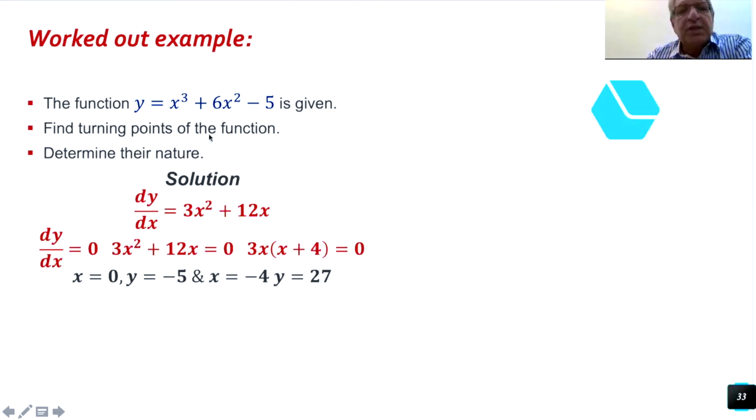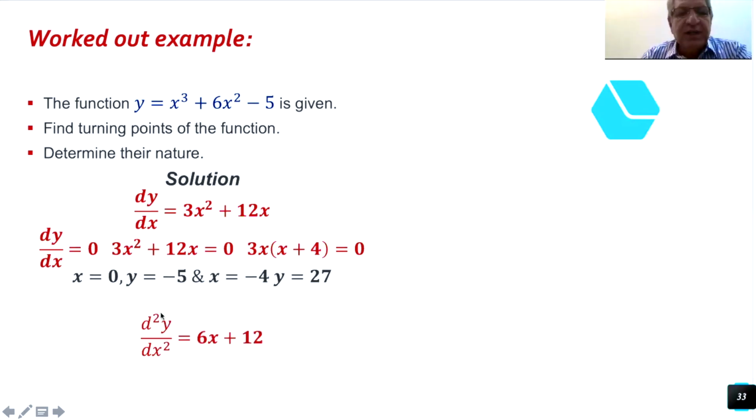Substitute x equal to 0 here, you are getting y equal to negative 5. And then you put negative 4 here, you are going to get 27. Therefore, you have got 2 points. They are turning points or stationary points of this function. Now you want to know which one of them is maximum and which one of them is minimum.